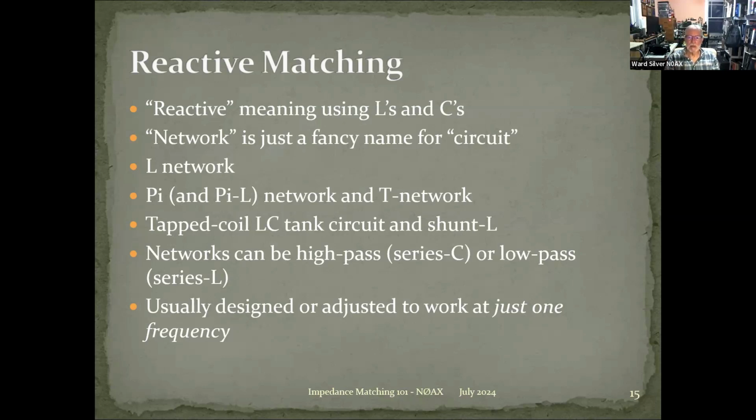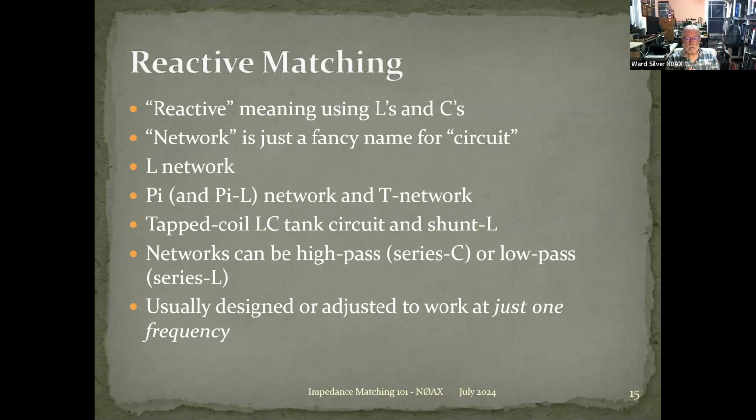The networks can be a high pass. If they have a series capacitor, then they have a frequency response that means higher frequency signals will get through better than low frequency signals. T networks are high pass, or they can be low pass if they have a series inductance, whose reactance gets higher with frequency, so the frequency response drops off at higher frequencies.